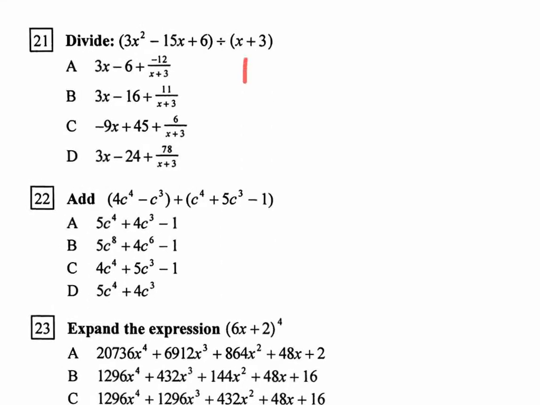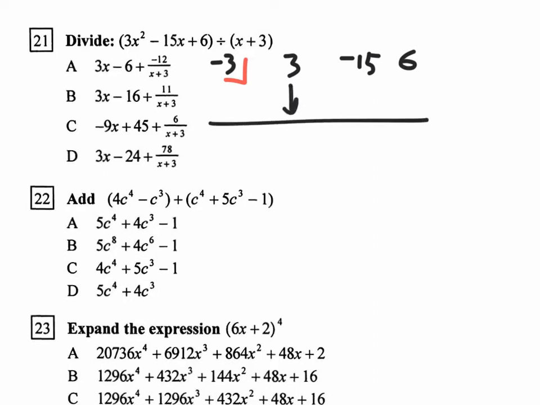So what goes inside the box? A negative 3. And what goes as the coefficients of the other ones? There is a 3, there is a minus 15, and there is a 6. There's the line. I'm going to bring down the 3, and negative 3 times 3 is negative 9. And then when I combine those guys, I get negative 24. And when I multiply negative 3 times negative 24, I get 72. Is that right?